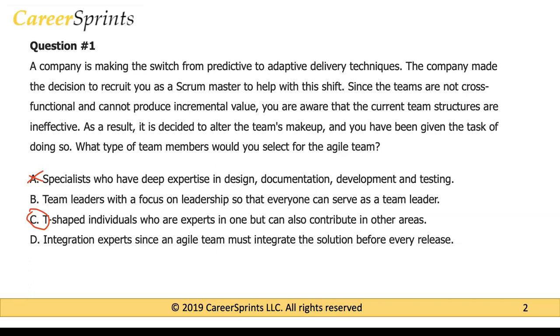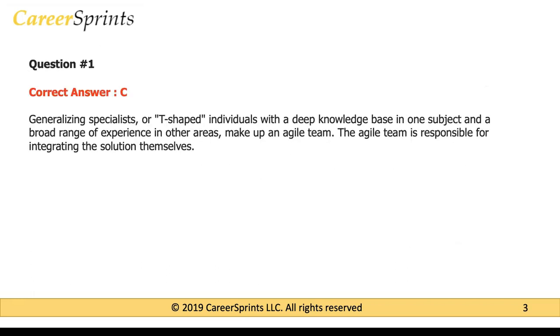Option C is the most appropriate option because T-shaped individuals are basically people who have deep expertise in one area but can also contribute in other areas. So maybe if you are a developer, you have deep expertise in development, but you can also contribute with documentation, testing, or any other area of the team's work. These are the types of people who are best suited for an Agile team. You can look up T-shaped individuals, broken comb, paintbrush. Those are all examples of the types of people that you would select for an Agile team. So that is question number 1. And the correct answer and the explanation is given here, so you can just read that on your own.